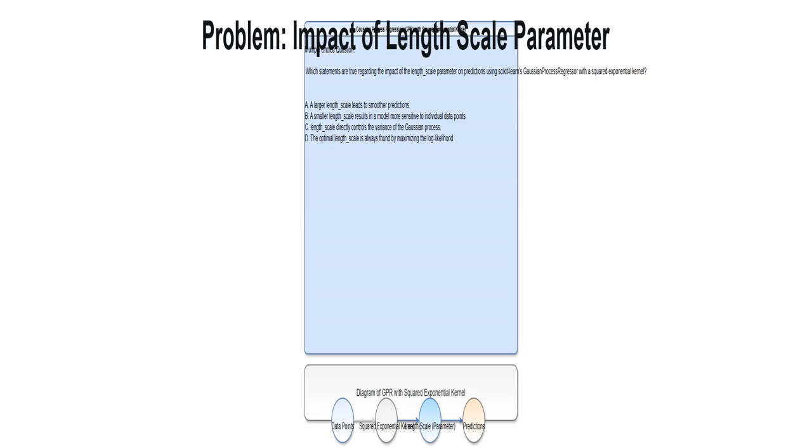I'm presenting a multiple-choice question about Gaussian process regression, GPR, using a squared exponential kernel. We'll explore how the length scale parameter affects the model's predictions. Let's see if you can identify the correct statements.